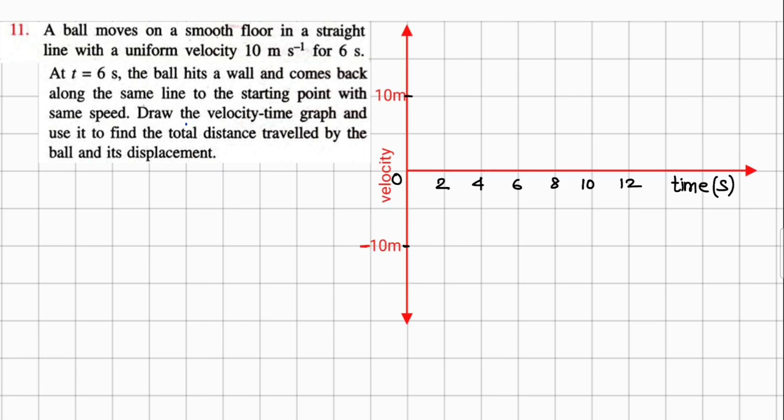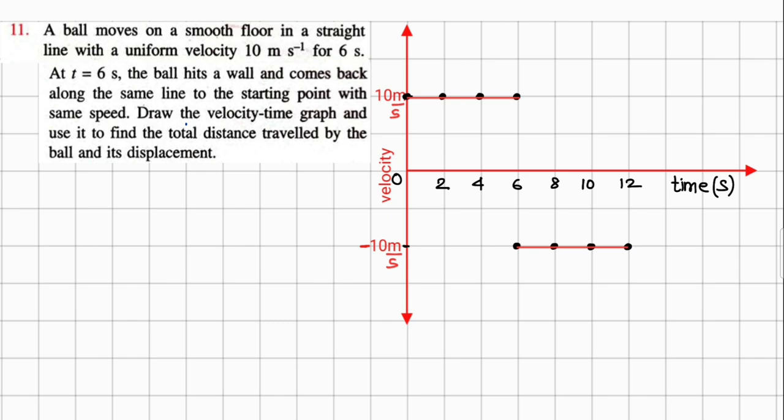So I have plotted the axis. After 2 seconds, the velocity is 10. After 4 seconds, the velocity is 10. After 6 seconds, also the velocity is 10, but now it hits the wall, comes back. How do I show that? Coming back towards you, change in direction, correct? So change in direction again, but minus 10, right? So it started with 10 meters per second until the end, the velocity is 10 meters per second, right? So let me join these dots. So this is the graph for the body moving on a smooth floor and then changing the direction.